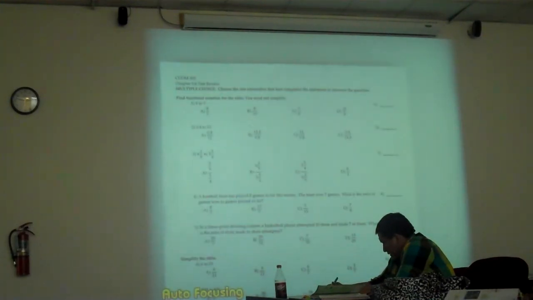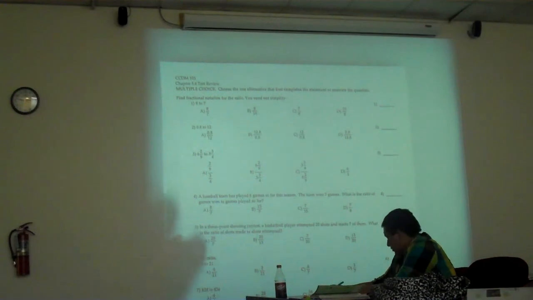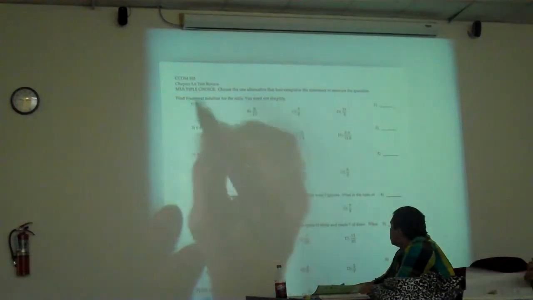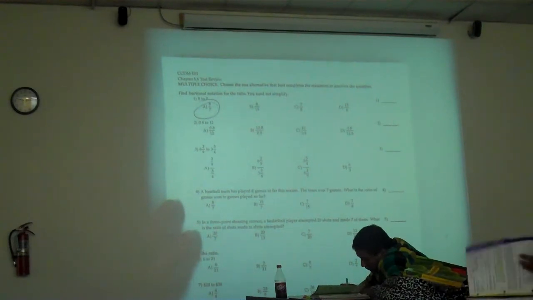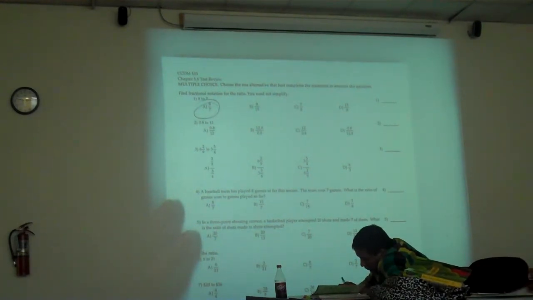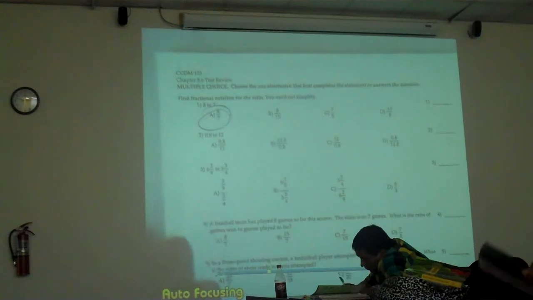Okay, the review is for the test for chapter 5 and chapter 6. So there's a lot of material to be covered. Okay, number 1, 8 to 7. 8 over 7. Remember, it won't be multiple choice, so don't change that to 1 and 1/7, okay? Leave it as a fraction.